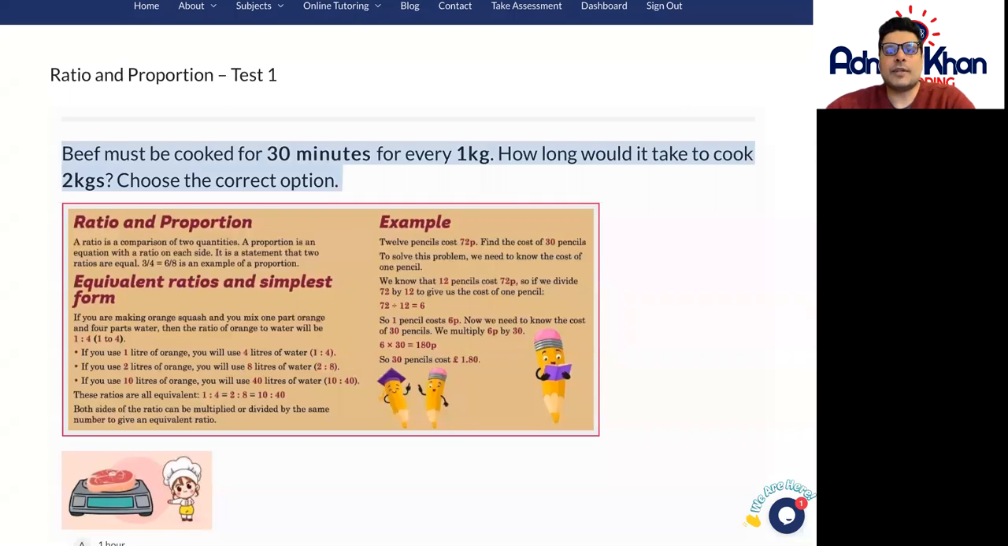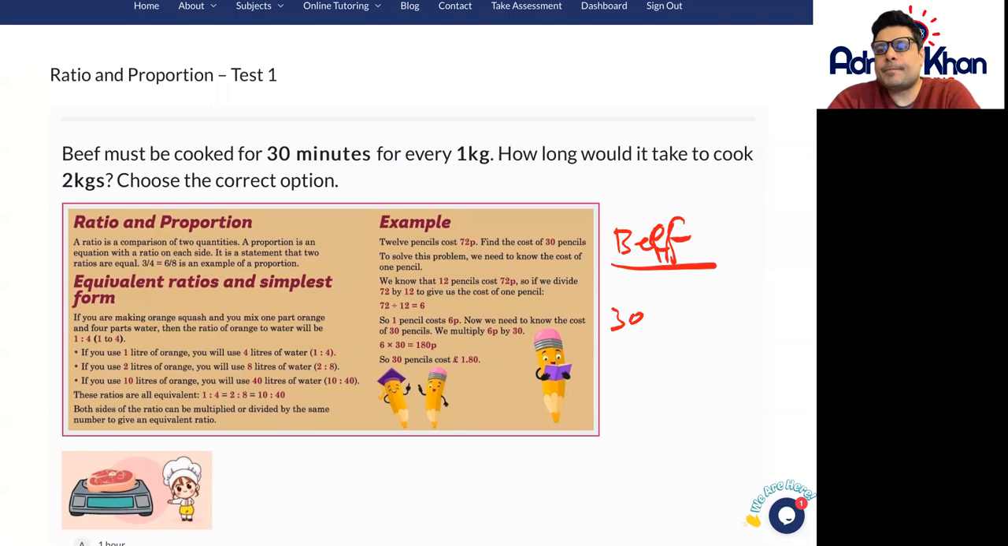Let's see how we can do this. Beef must be cooked for 30 minutes for every 1 kilogram. How long would it take to cook 2 kilograms? Let's just write this down, because it's always good to write down an equation. So it takes beef 30 minutes to cook for 1 kilogram. So a 1 kilogram piece of beef takes 30 minutes to cook. How long will it cook for 2 kilograms?